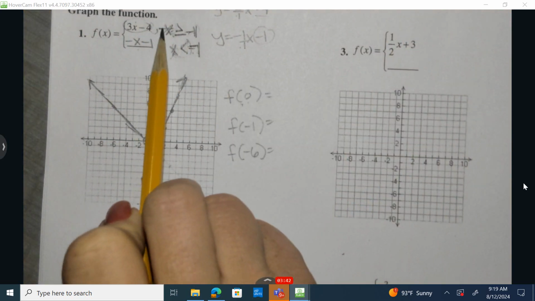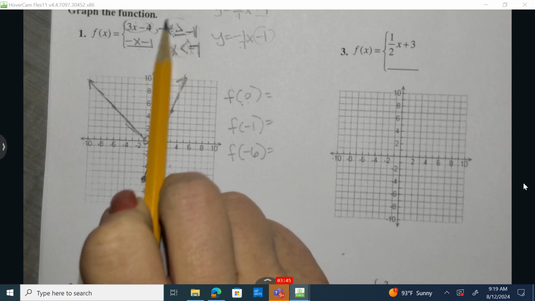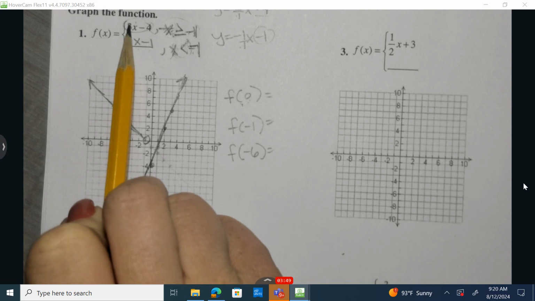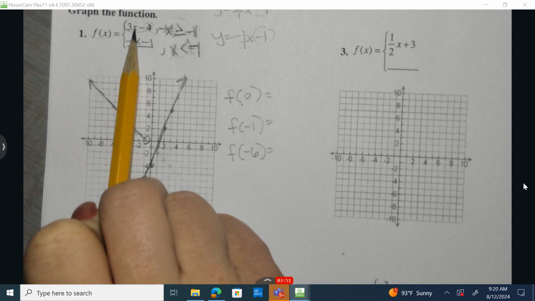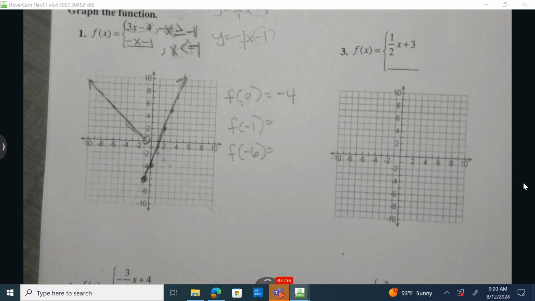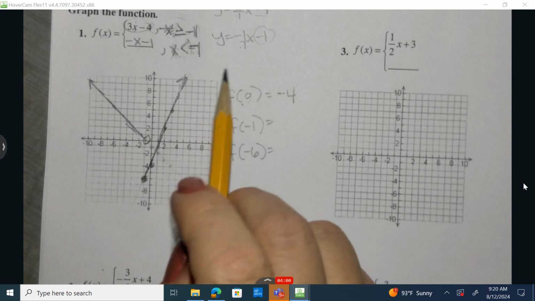Okay, is 0 greater than negative 1? It sure is. So to this particular function, I'm going to substitute in a 0. 3 times 0 is 0. 0 subtract 4 is negative 4. That's algebraically how to do it. Okay, the other way.